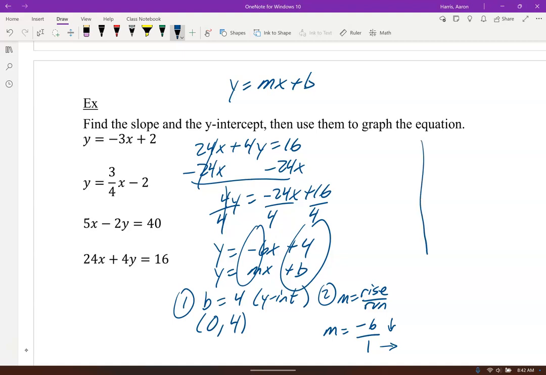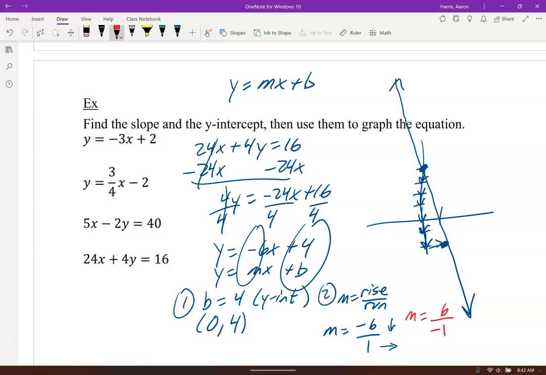So from the point 0, 4, here's the point 0, 4, I'm going to go down 6. 1, 2, 3, 4, 5, 6, and then right 1. And I'm going to put a dot. So down 6, right 1. Again, I'd be remiss if I didn't say 6 over negative 1 is the same as negative 6, right? So I could go up 6 and left 1. If I went up 6 and left 1, I'd still be on the line, right?